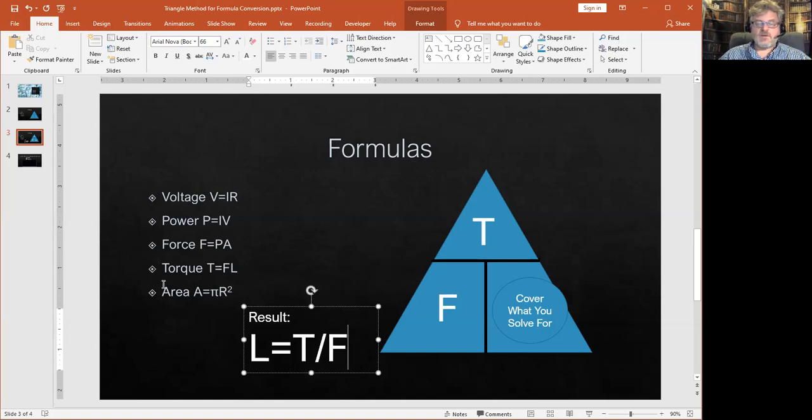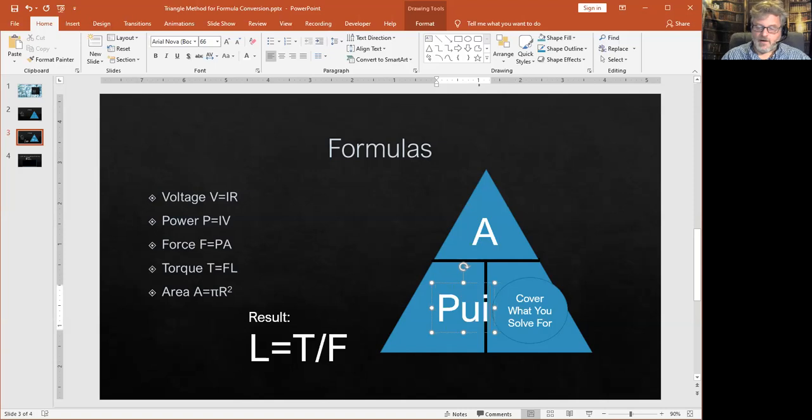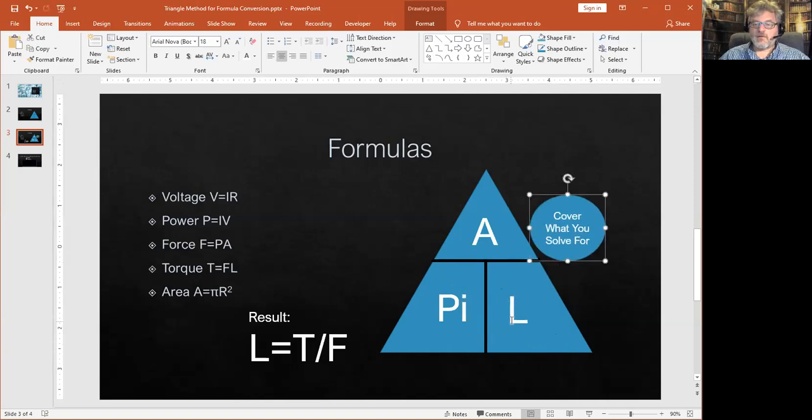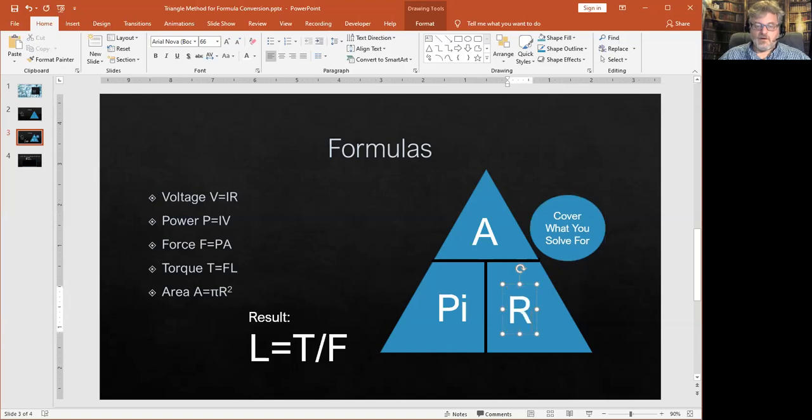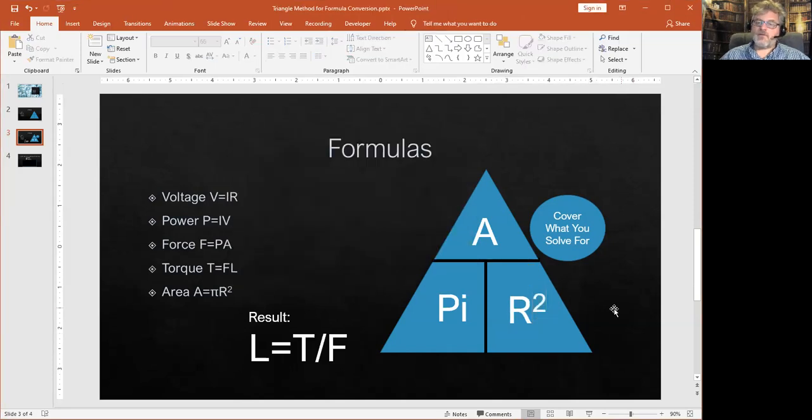Last but not least, let's go into area. If I want to solve for area, I do the pi r squared. I'm just going to type out pi here. And then let's move my little cover. Let's do the r squared, and do my little superscript here. There you go, it's font, superscript. Okay, so now I've got area equals pi r squared.